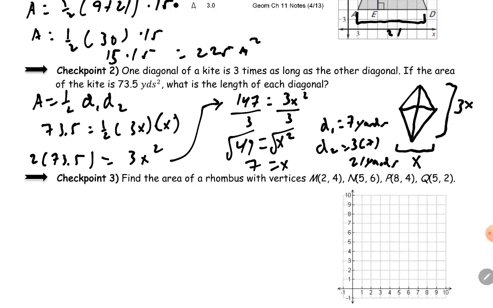Checkpoint 3. Find the area of the rhombus with vertices 2, 4; 5, 6; 8, 4; 5, 2. So we've got to graph these. Oops, what am I doing? Yeah, 5, 6. 8, 4. 5, 2. Boy, this is not a friendly one.